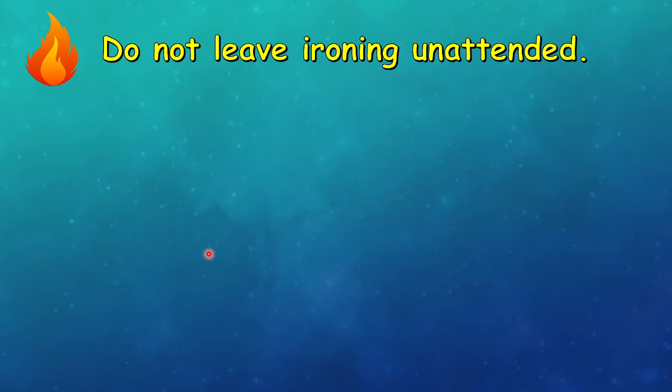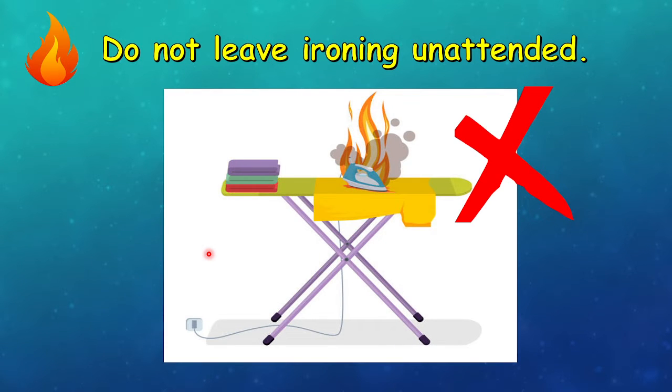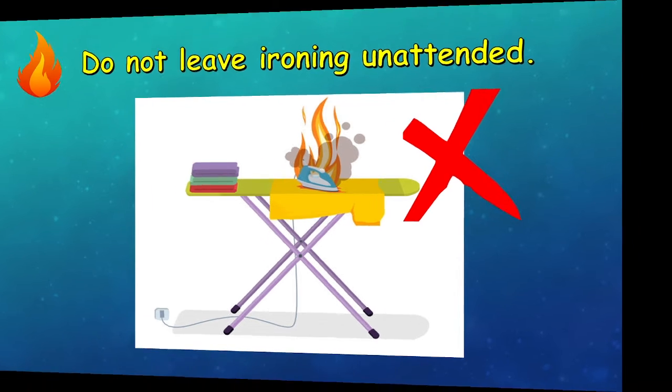Next is do not leave ironing unattended. Ironing doesn't have fire, but the iron gets very hot. Okay? Maybe if you leave like this, when you say unattended, no one is there. Nobody's there. When you iron, maybe your baby brother or baby sister will play with it, will touch it. Or worse, when you leave it on your clothes or on the iron board, it could burn the clothes and it could cause fire, right? It is very, very dangerous.